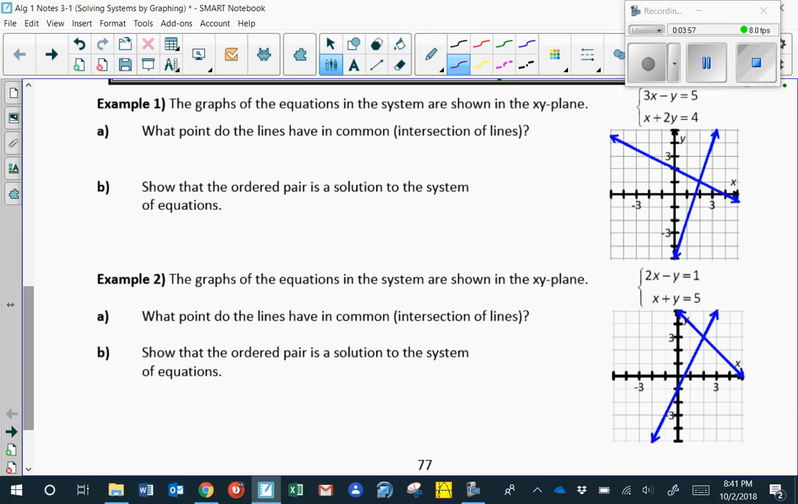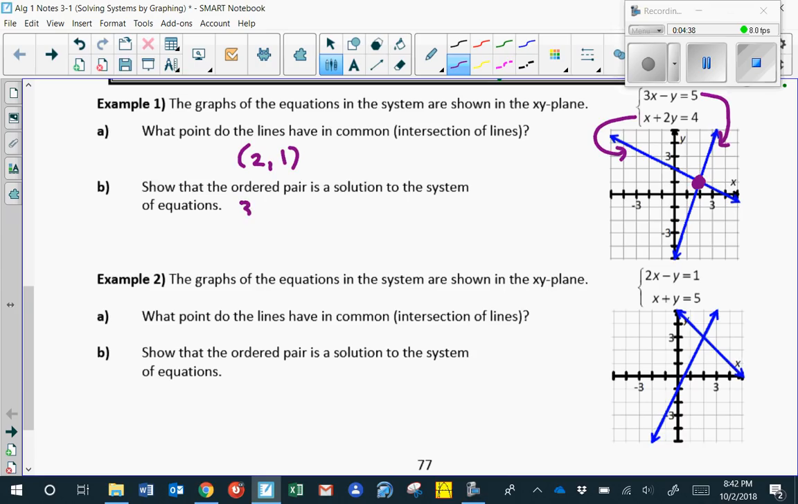So, in example 1, there are two lines that are graphed for us. The first line is 3x - y = 5. And that is that graph right there. The second line is x + 2y = 4. And what you notice is that the two lines have something in common. They both share the point (2, 1). We're going to show that that ordered pair is a solution to the system of equations. That means it has to work in both equations.